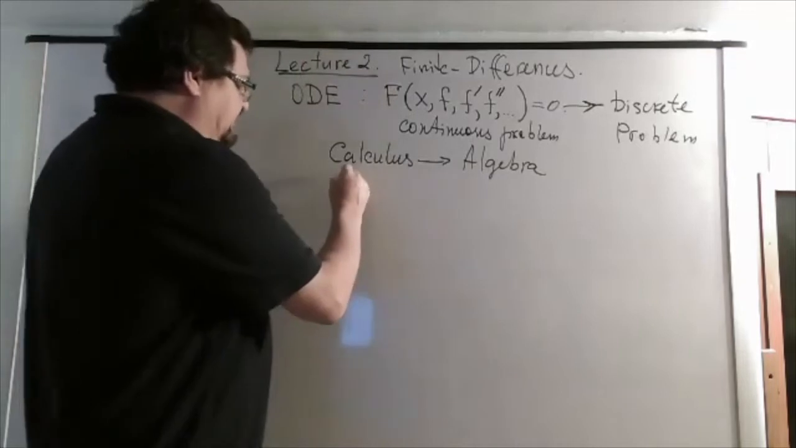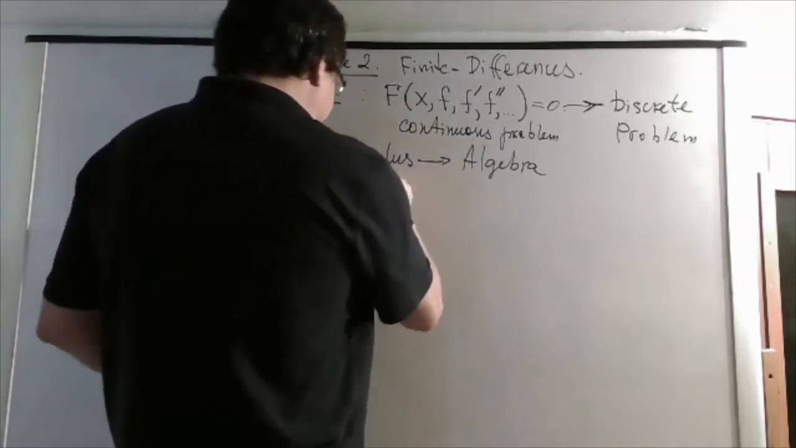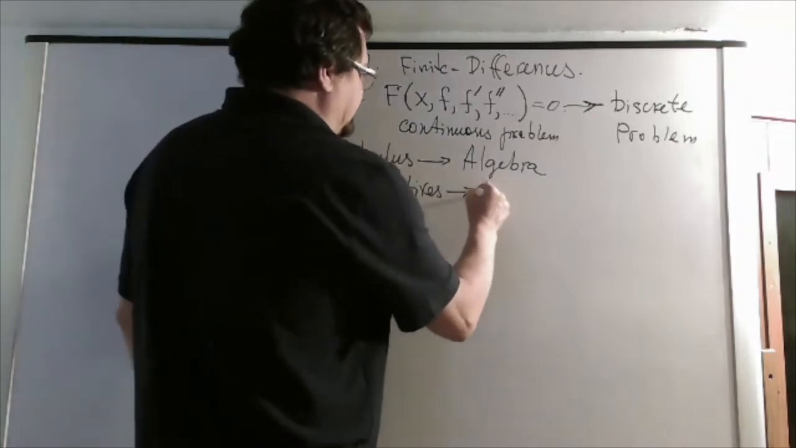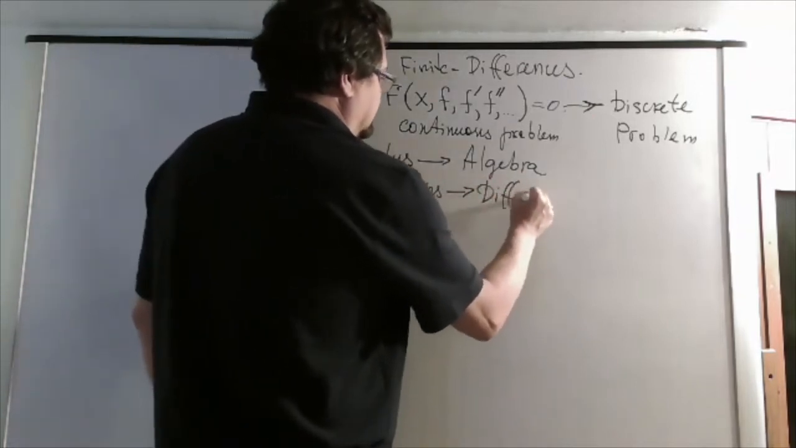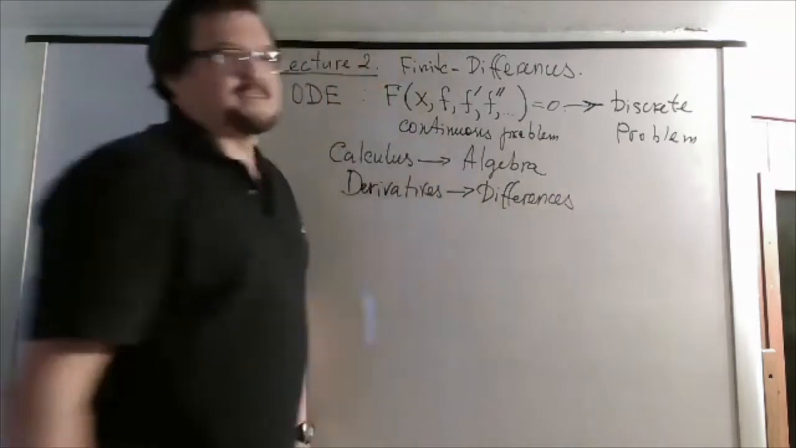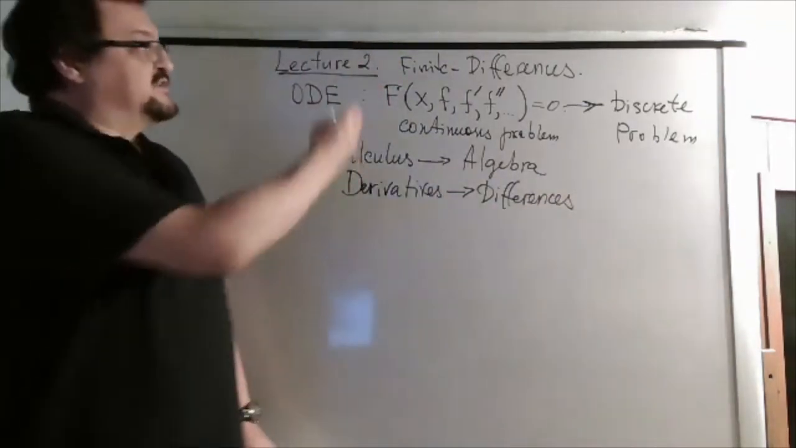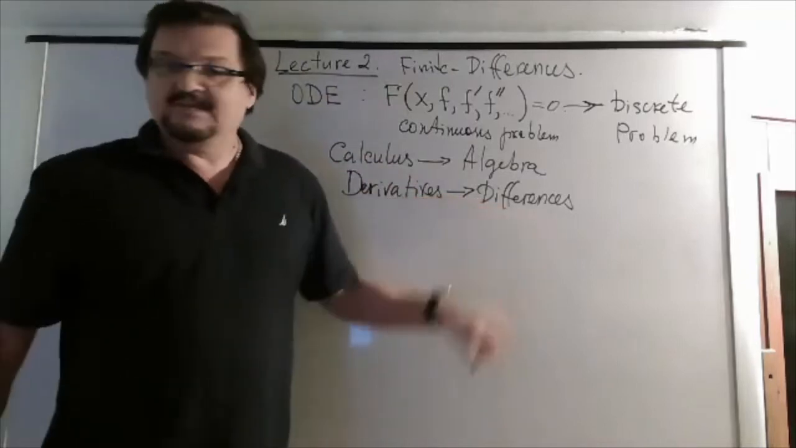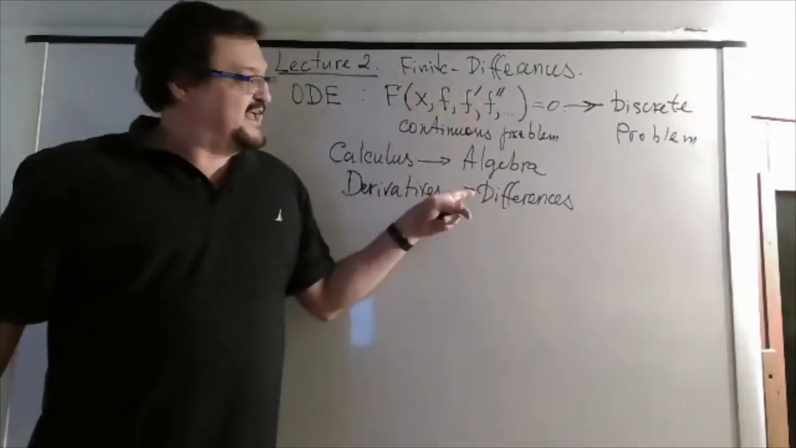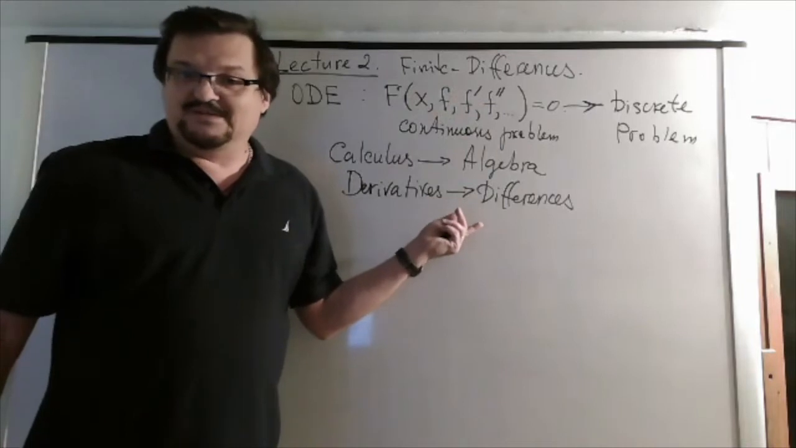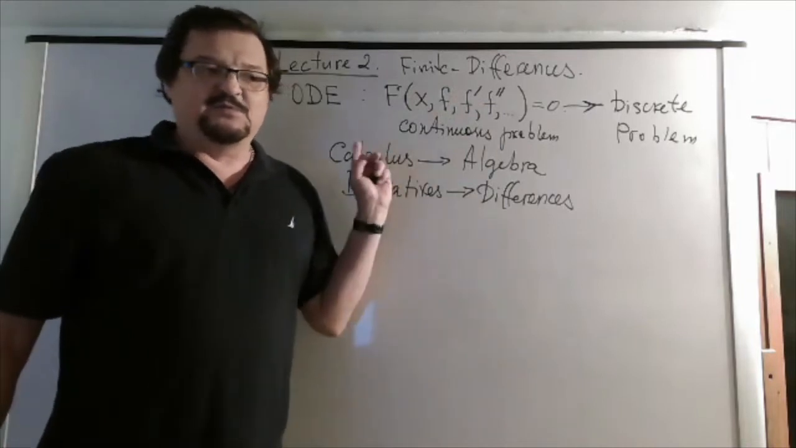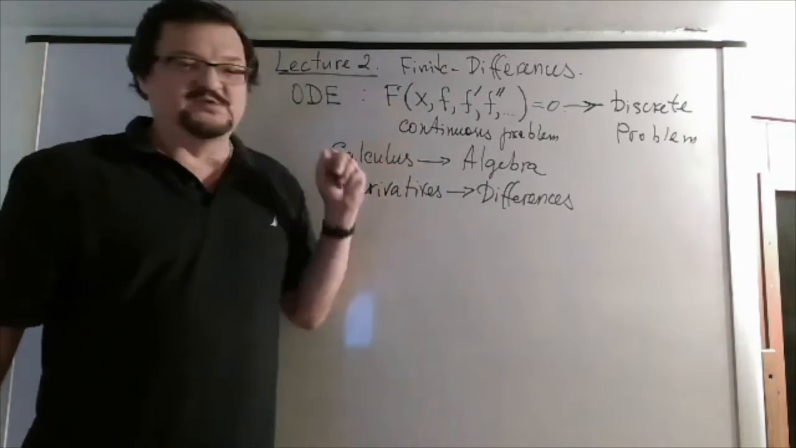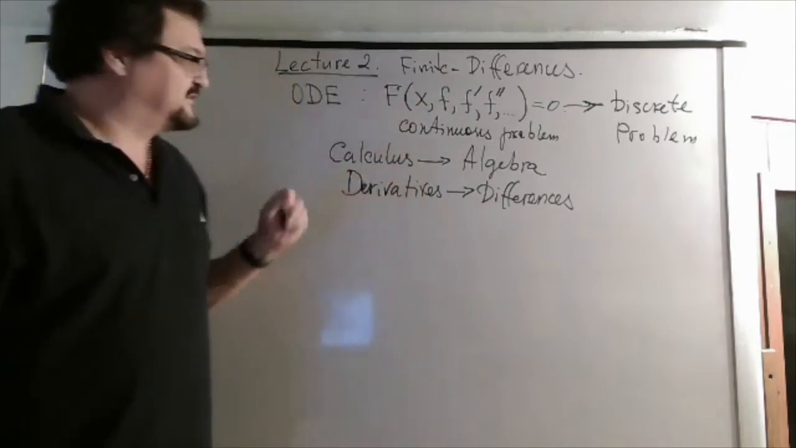So instead of derivatives, you move to differences. Or in particular, finite differences, because there are different differences. There are finite differences, and there are, say, finite volume differences. And those we will consider a little bit later in the course, methods that deal with finite volume differences.